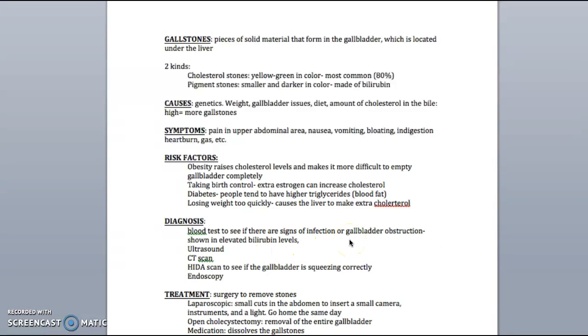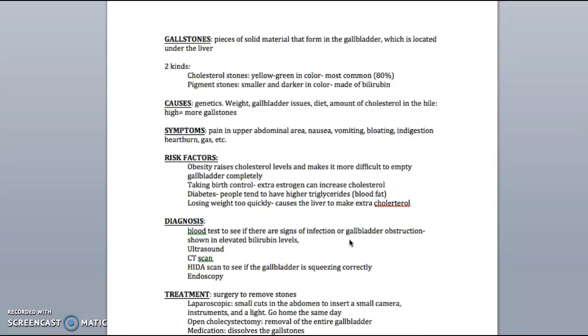Some causes of gallstones are genetics, being overweight, having gallbladder issues, your diet, the amount of cholesterol in the bile, and if there are high levels of cholesterol in your bile, it creates more gallstones. Some symptoms of gallstones are pain in the upper abdominal area, nausea, vomiting, bloating, indigestion, heartburn, gas, and other digestive issues.